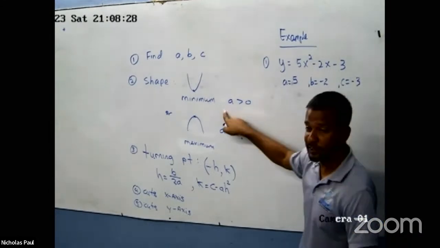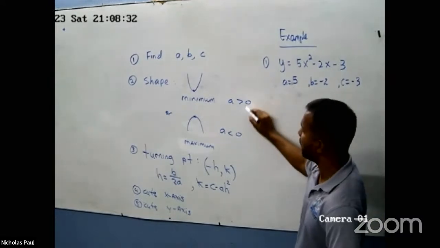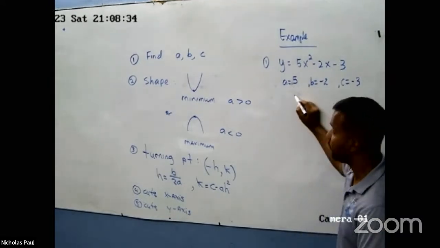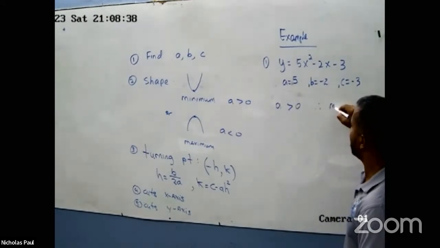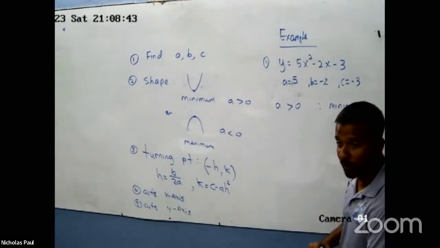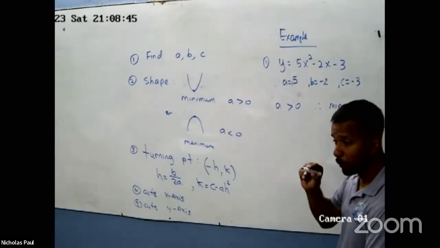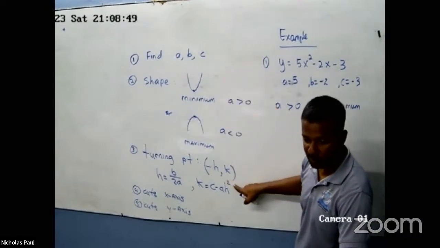Step 2 is to get a shape. So we're looking at the A value. Is A more than or less than 0? More than 0. A is more than 0, therefore it's a minimum. So we know how it's shaped. So we're done with 1, we're done with 2. Now we're going to take a look at 3.